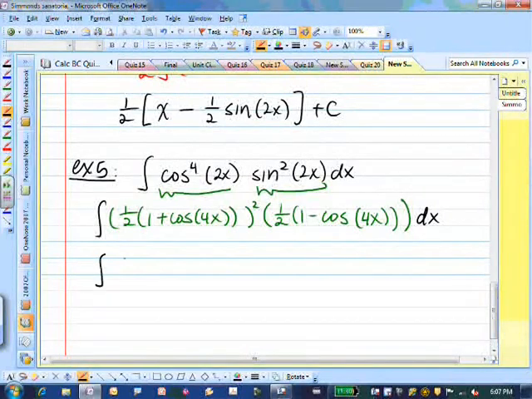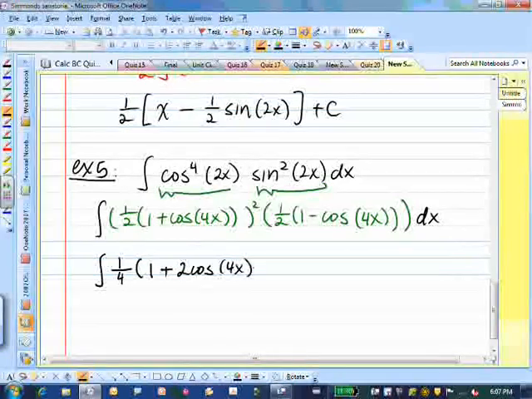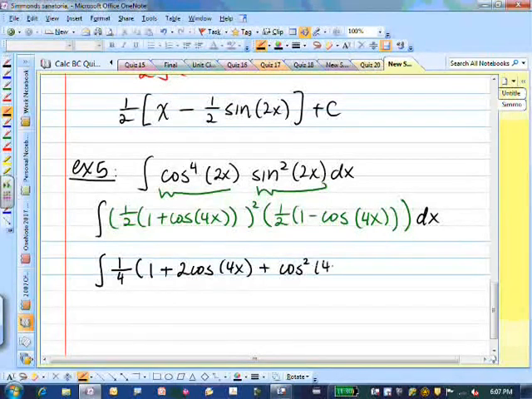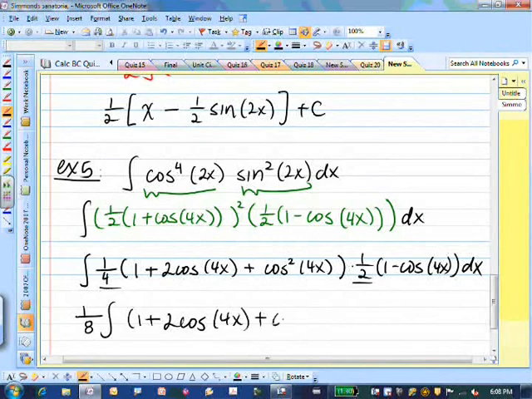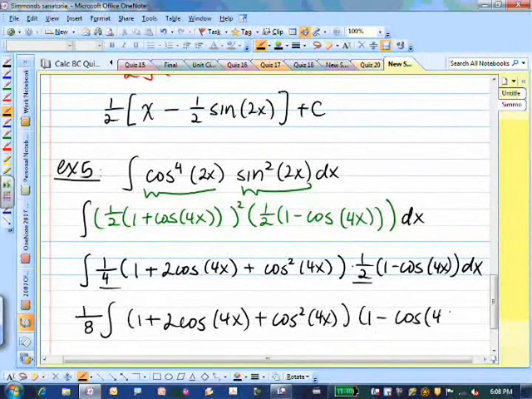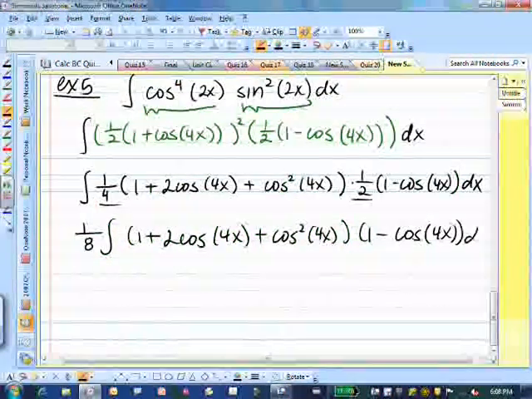So I'm going to square the half, and then I'm going to have to FOIL the 1 plus cosine. Okay, so if I square the half, it's 1/4. If I FOIL the 1 plus cosine 4x, it's going to go 1 plus 2 cosine 4x plus cosine squared 4x. And then this one will just remain as a half, 1 minus cosine 4x dx. Okay, let me pull out the 1/4 and the 1/2, so that pulls out as an 8. And then I get this mess. 1 plus 2 cosine 4x plus cosine squared 4x times 1 minus cosine 4x, dx.